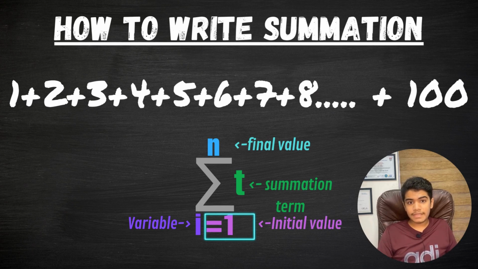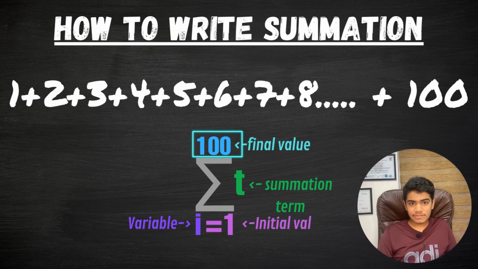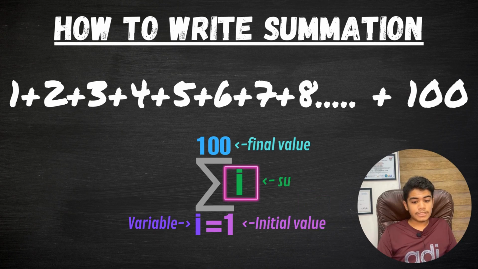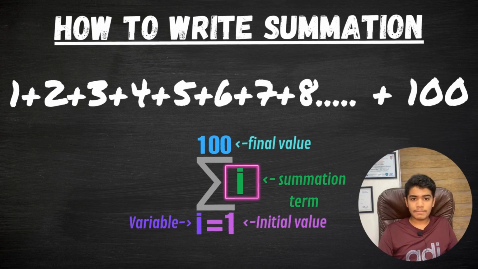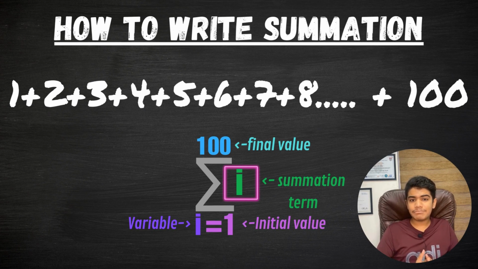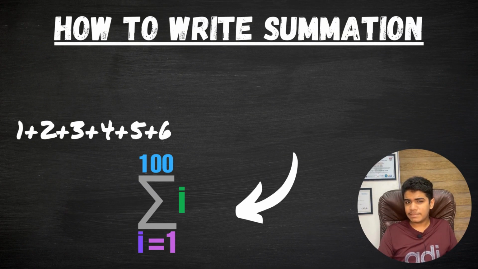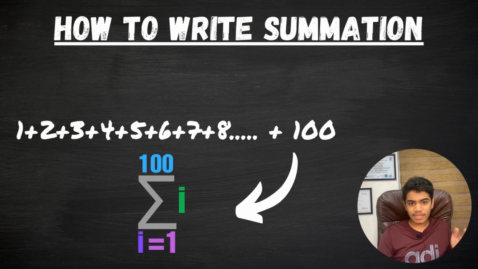If we take this example of 1 plus 2 plus 3 all the way to 100, we are going to take the initial value as 1. And we are going to take the final value as 100. We are going to take our summation term as i, as our variable is always i. Remember that the variable and the summation term is usually the same. So this is very simply done: 1 plus 2 plus 3 plus 4 plus 5 plus 6 plus 7 plus 8 all the way to plus 100 is equal to the sum from i equals 1 to 100 of i. So this is the way of writing a summation.